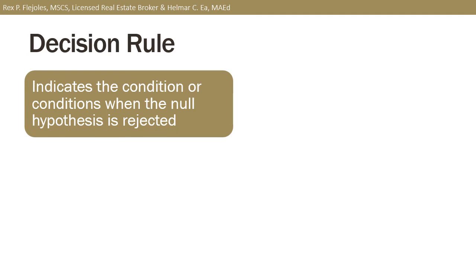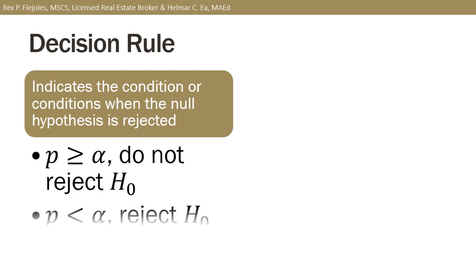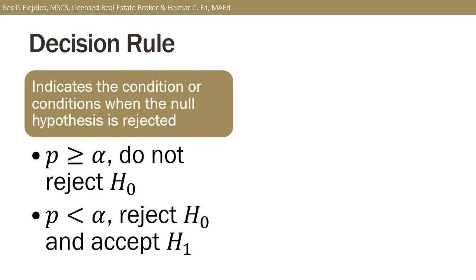Nowadays, the decision is based on the p-value against the set level of significance for ease of interpreting the results. If the p-value is greater than or equal to the level of significance, then do not reject the null hypothesis. If the p-value is less than the level of significance, then reject the null hypothesis and accept the alternate hypothesis.